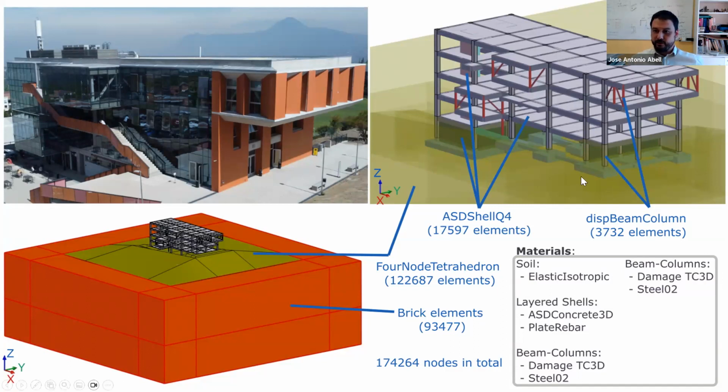And the beams and columns are all displacement beam columns with damaged TC3D. I forgot the name of the material that goes inside, but it's a uniaxial material for concrete. Oh, damaged TC3D. It's right there on the screen. And also steel O2 for the steel in the uniaxial elements. But for the shells, we're using plate rebar. We also have a project underway to test different modelings for the shells and the beams for this model. So we're not yet satisfied with where this model is, but it's usable at this point.